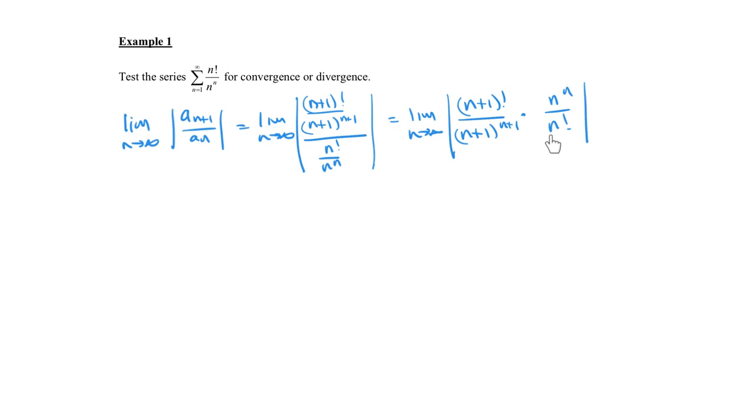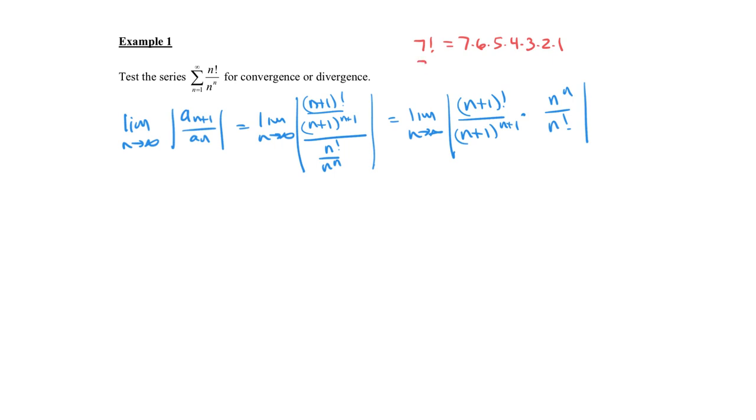But also, when you have factorials, we get a lot of canceling. So n plus 1 factorial. Okay, let me just quick review something. If I had 7 factorial, I know that is 7 times 6 times 5 times 4 times 3 times 2 times 1.